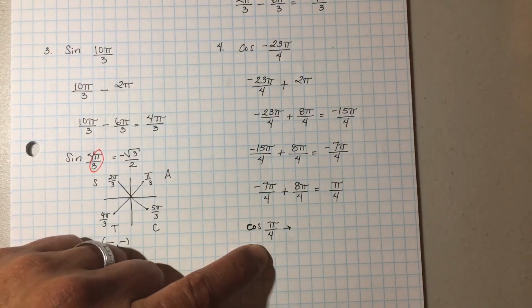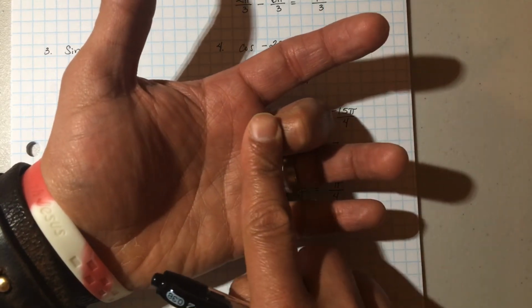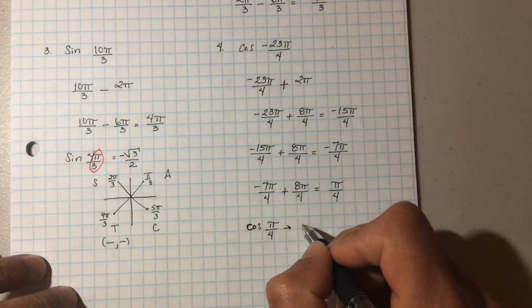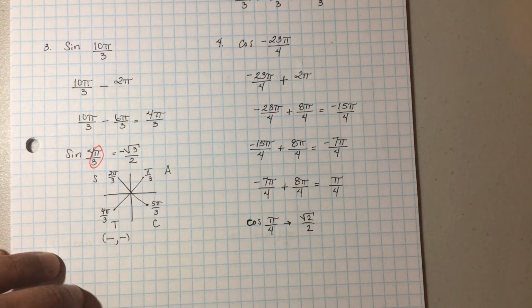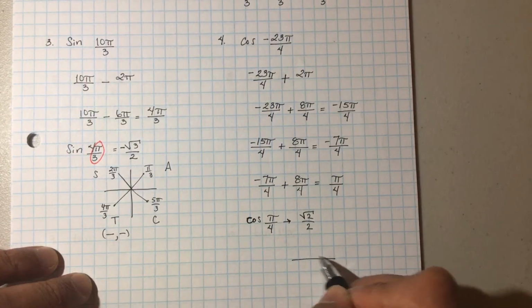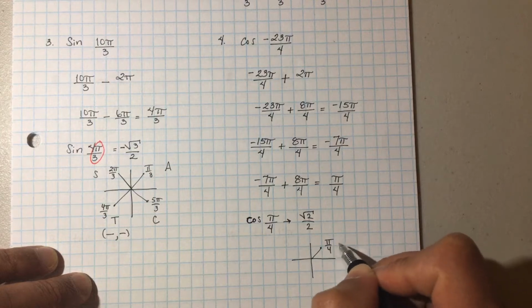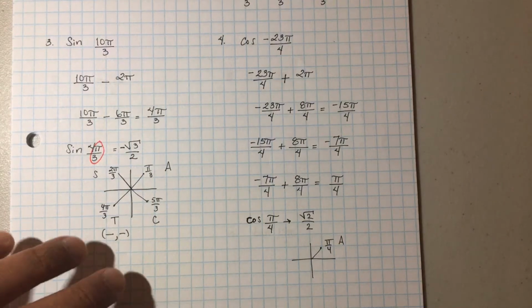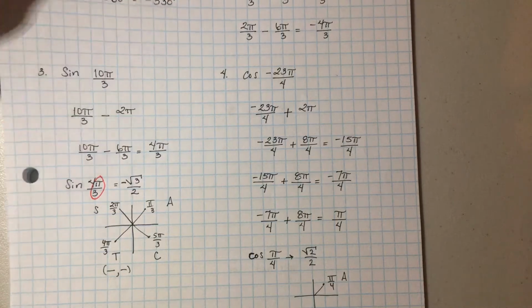Well, where's pi over 4? Pi over 4 is the middle. Boom. So where's cosine? The top. So 1, 2. I got 2 fingers on the top. Square root of 2 over 2. And where's pi over 4 located? Well, pi over 4 is located in the first quadrant right here, and that's A. All of the trig ratios are positive right there. Okay, so now we're going to go ahead and see if we can do some more and practice with these and see if we can get the hang of these.